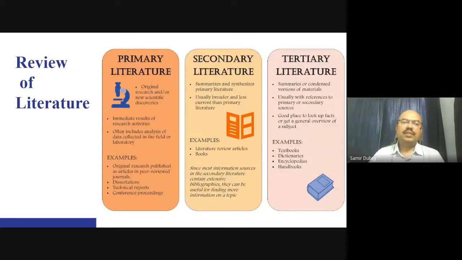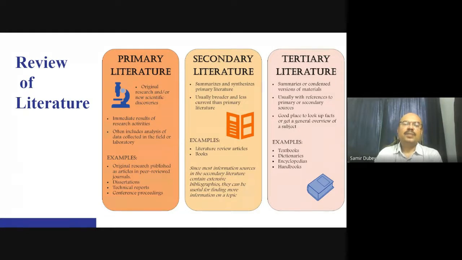Then, after getting the research problem, we review the literature available on that specific problem or related to that subject. There are three different types of literature: primary literature, secondary literature, and tertiary literature.